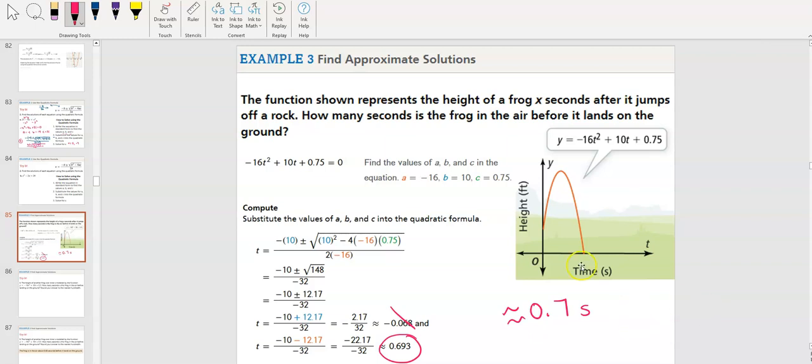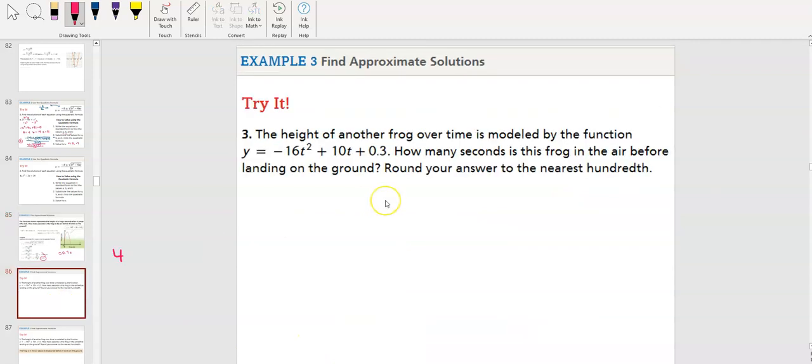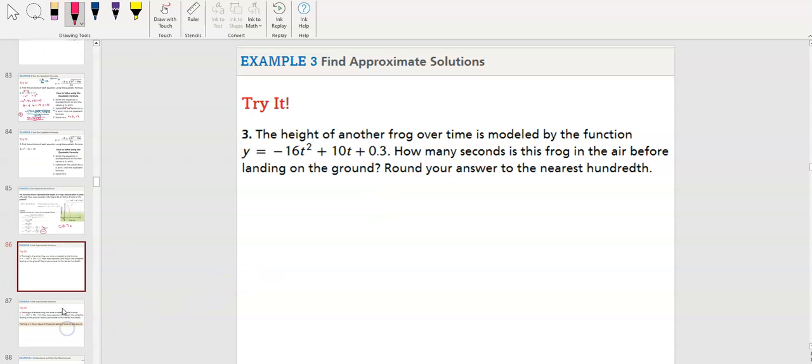Okay, but again, we're doing our 3 steps. We rewrote and made sure it was in standard form and found a, b, and c. Then we substituted it into our quadratic formula and then solved using order of operations. Okay, so here's the height of another frog. Can you find the answer of how many seconds this frog is in the air before he lands?